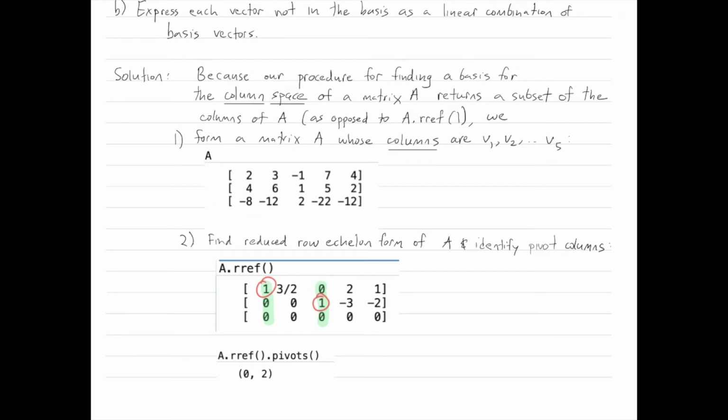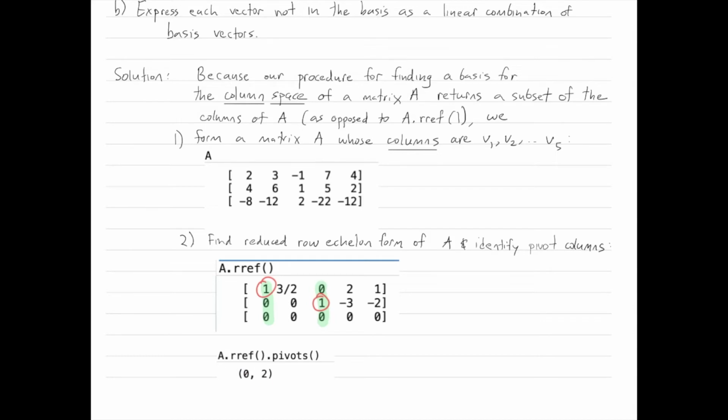And then the next step is to figure out the reduced row echelon form of A and identify the pivot columns. So here's what SageMath returns as the RREF of A. And I've circled the pivots. These are the leading ones in each row. And then I've highlighted in green their corresponding columns. So those are the pivot columns. That's what we'll need to remember, their positions. They're the first column and the third column. Sage starts counting at 0, so when you type in this command, it returns 0 and 2.